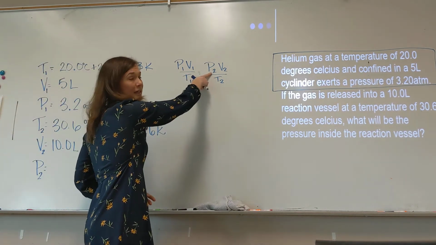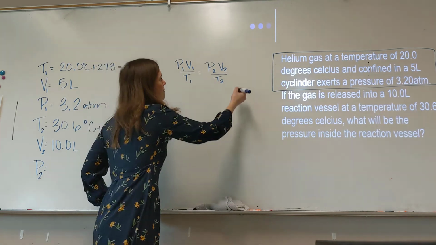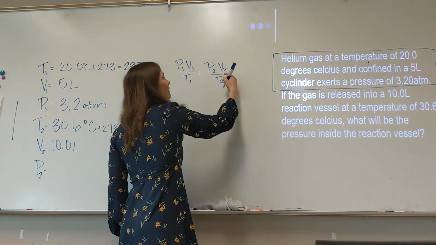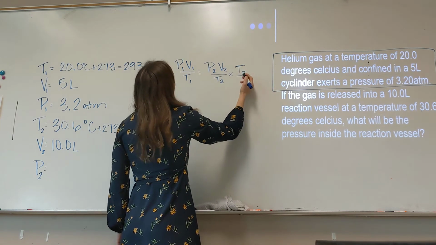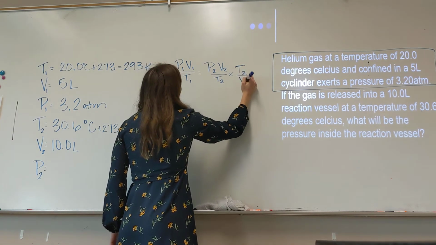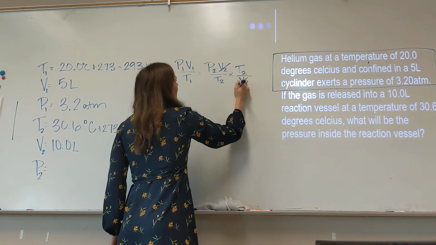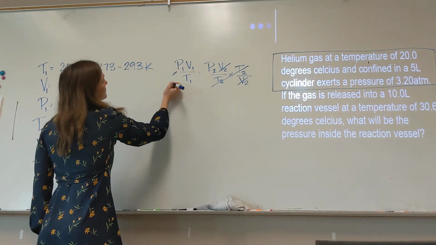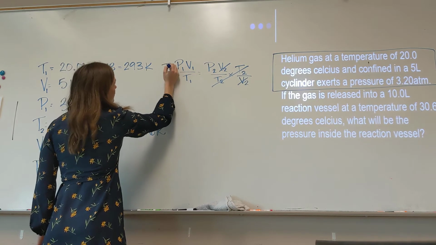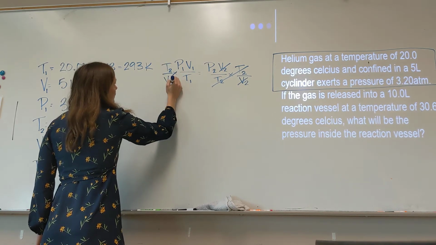I'm going to get P2 by itself. In order to do that, I'm going to multiply by the inverse, which means opposite. So I'm multiplying by T2 over V2, and I have to do that to both sides.